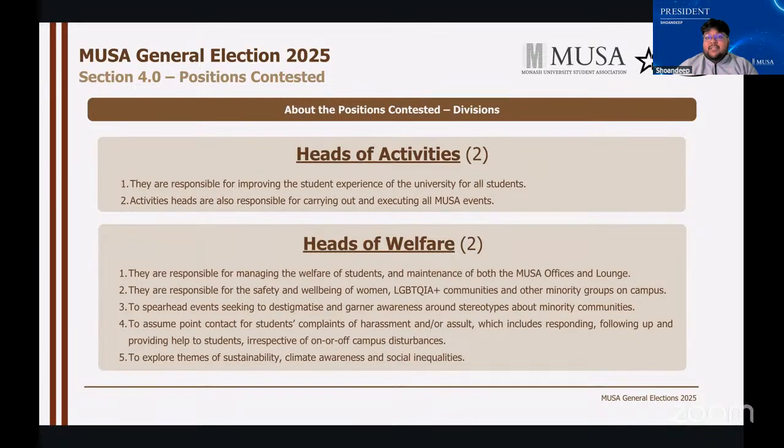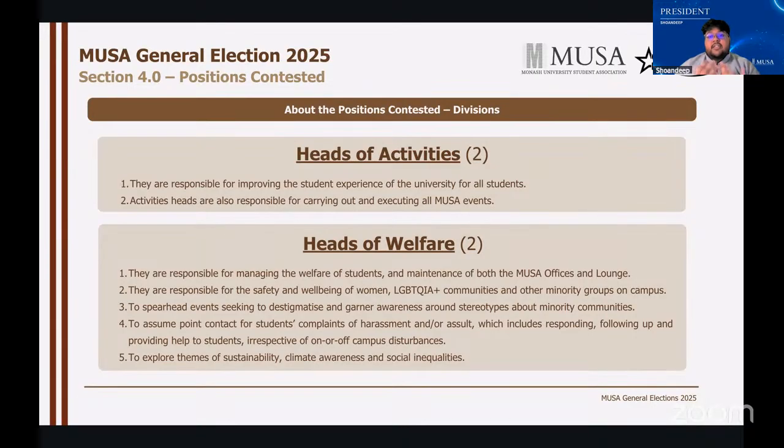And other than that, they're also there to point out any issues when it comes to student discrimination and student harassment that are happening on campus, voicing it out to the university to make sure that things are taken care of in order, and mainly to also be a listening ear to what issues are happening within the campus as well. Or if let's say a student has any complaints or anything that is affecting them, that's where the heads of welfare step in.